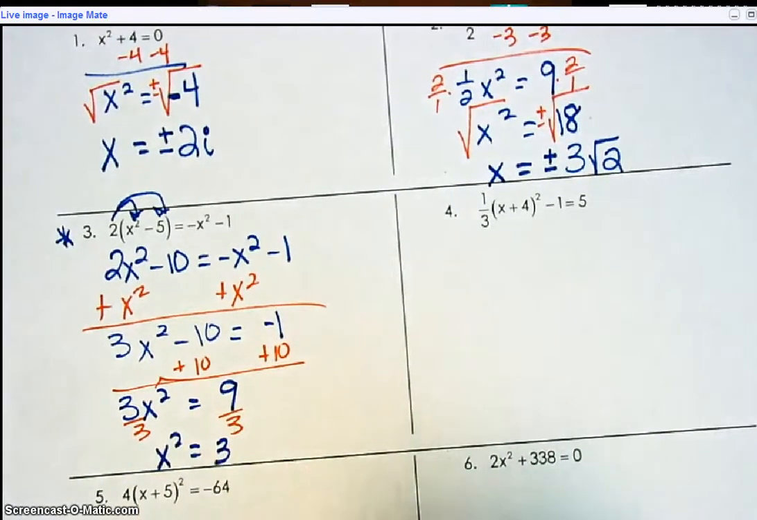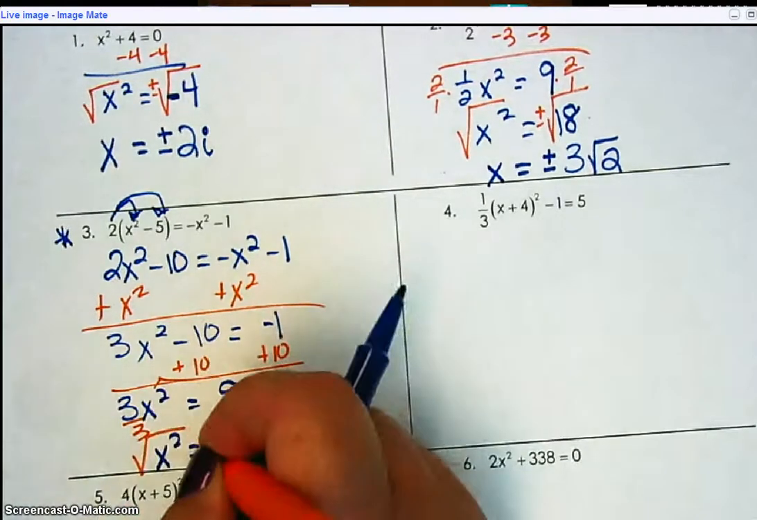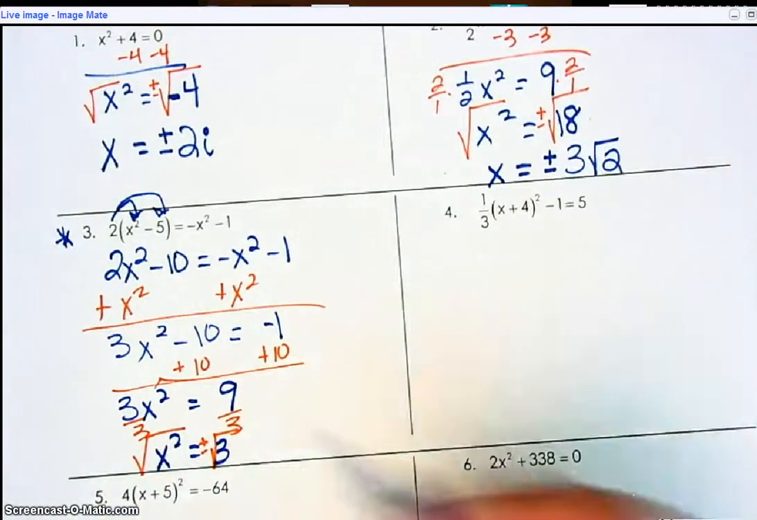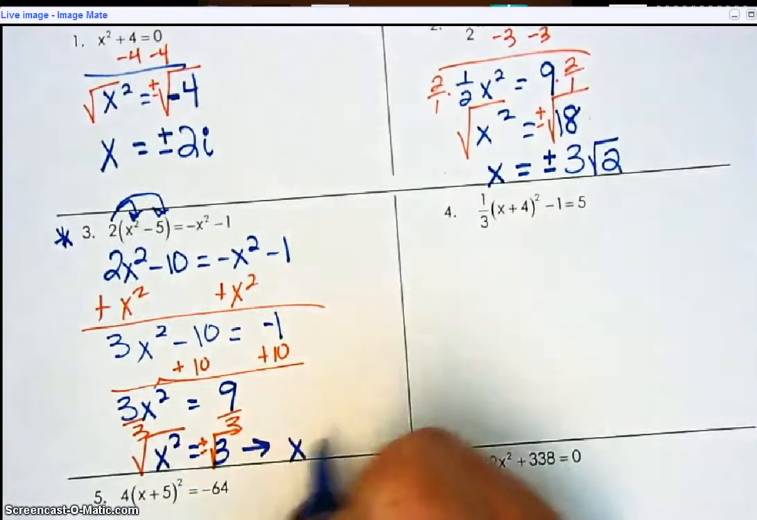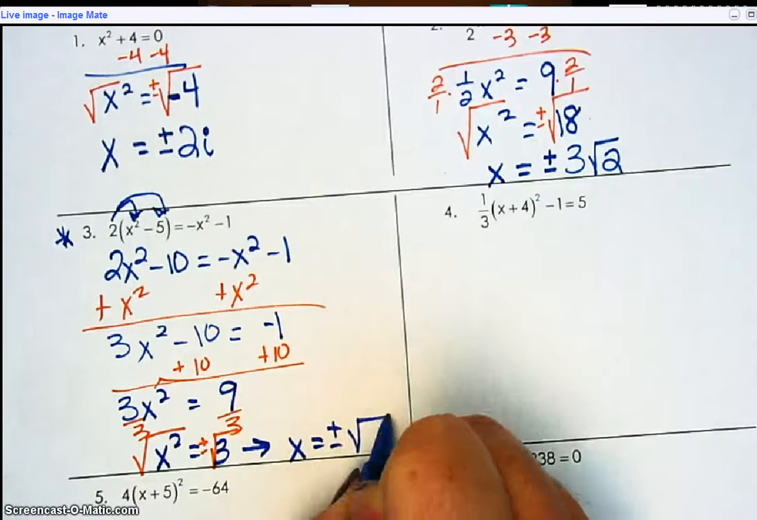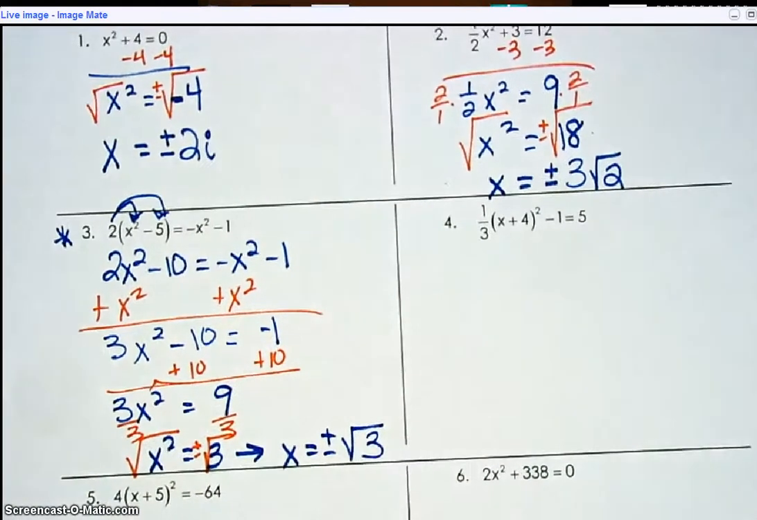Now that x squared is all by itself, we can take the square root of both sides. And don't forget the plus minus. So I've run out of space here. I want to put it here. X equals plus or minus the square root of 3.